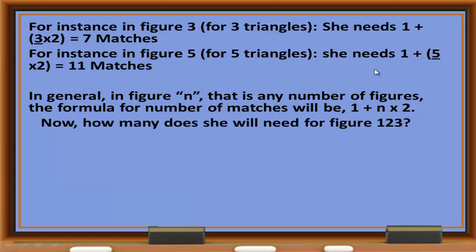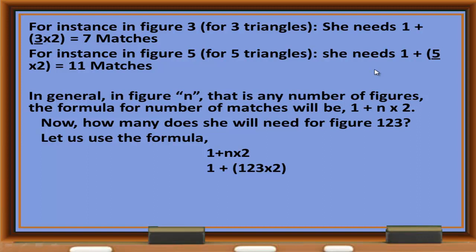Now, how many will she need for figure 123? Let us use the formula: 1 plus n times 2, where n is the number of the figure. 1 plus 123 times 2. 123 times 2 is 246, so 1 plus 246. In figure 123, she will need 247 matchsticks.